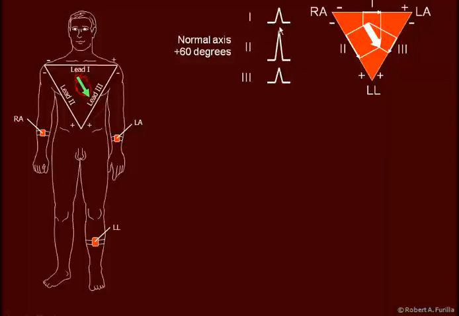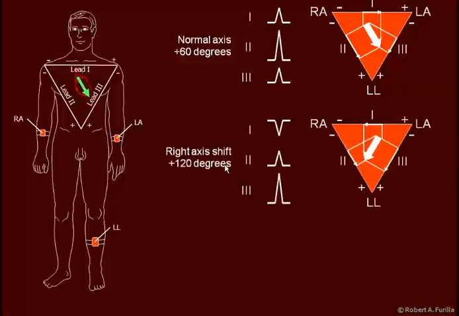Lead 2 has a taller wave, also positive direction. I draw an arrow pointing toward the positive electrode, but about twice the length of the other 2 arrows. Connect all the tails, connect all the heads, and then draw a single arrow moving from tail to head. That is my mean electrical axis of the heart, and that turns out to be 60 degrees. That is represented here as an average normal electrical axis of the heart.